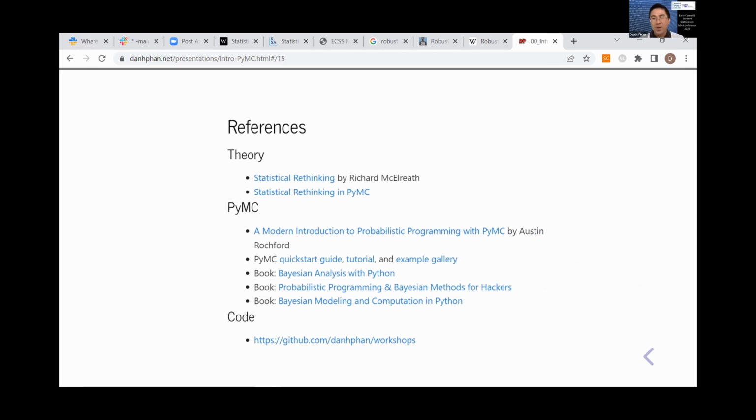If you want to learn more about the Bayesian approach in general, I would highly recommend reading this book, Statistical Rethinking, by Richard McElreath. He also has a great course on YouTube that we can watch for free, and his book has also been ported to PyMC, so you can have a look at GitHub to see how to implement all the code in PyMC.